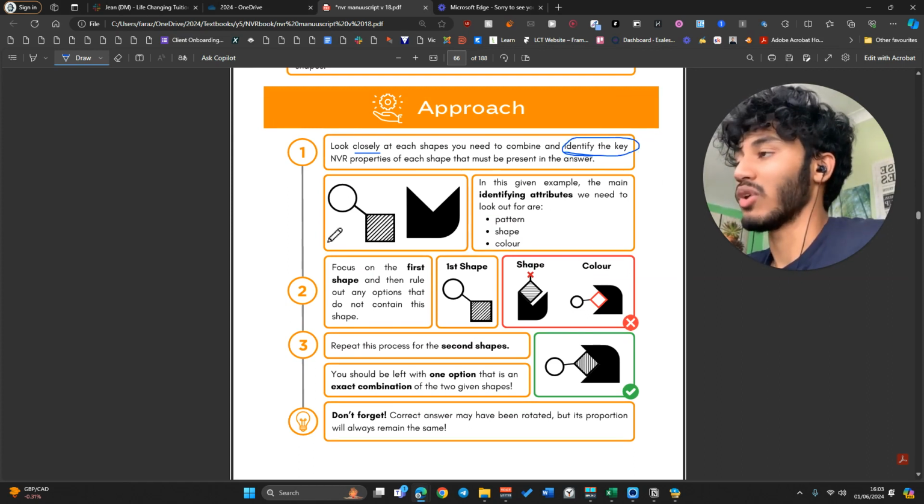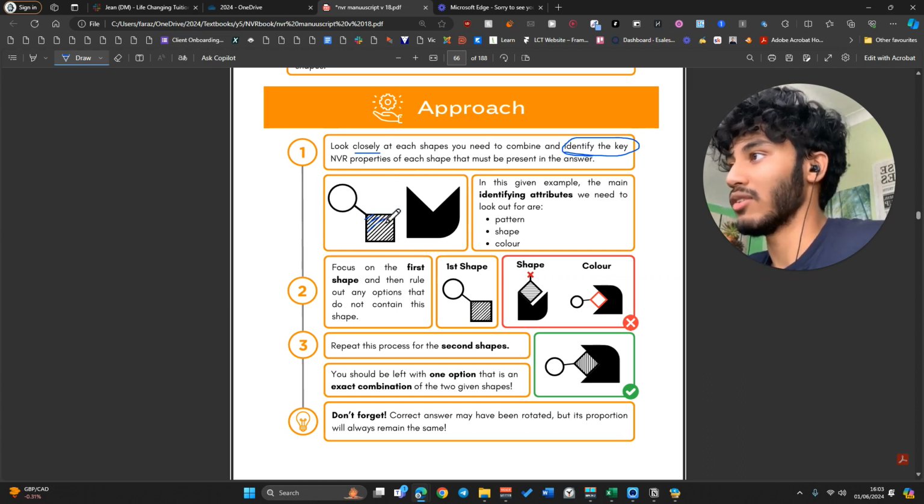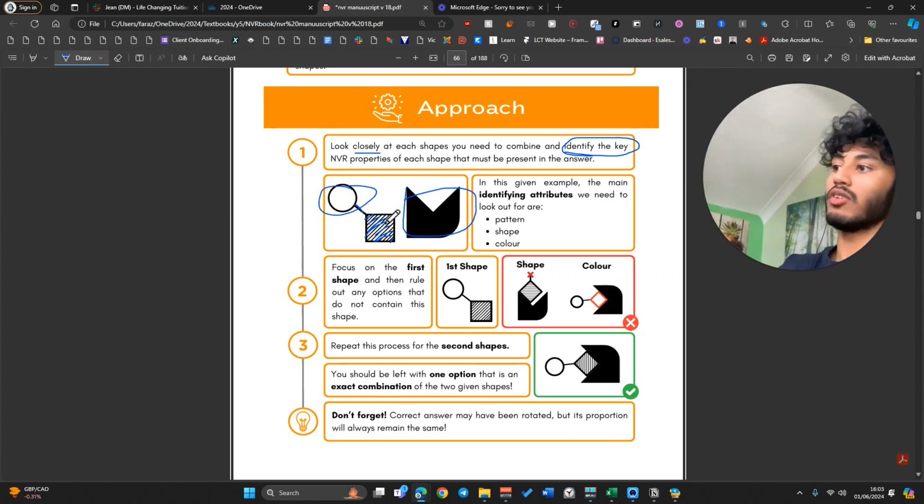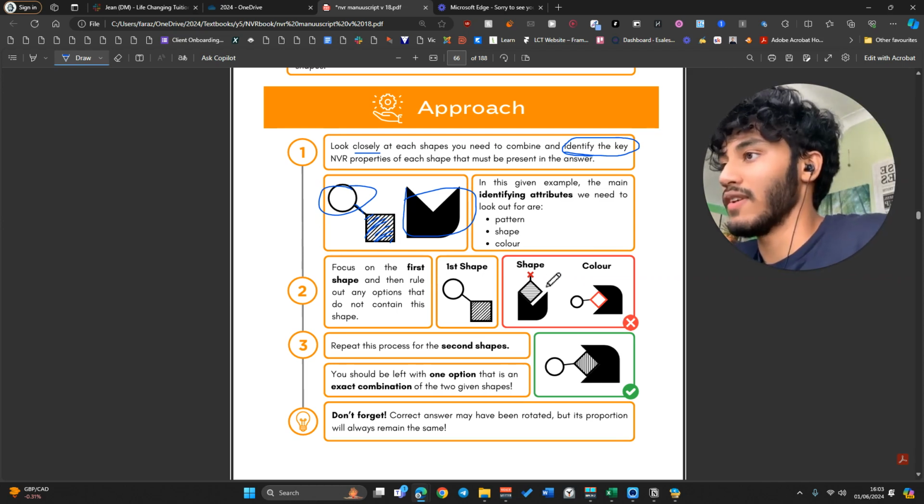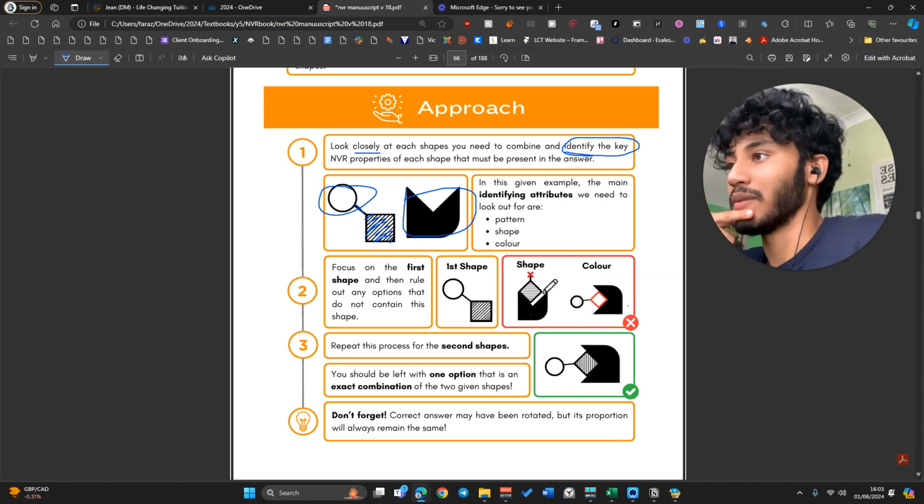So what I'm looking at for key attributes here is first of all the pattern. There's a pattern on the square, the color of this shape, and also the fact that these two are attached. Right now, if we focus on the first shape, then we can rule out any other options. Let's have a look at the two options that it's giving us here, right? It's giving us this option and this option, and we want to see if they're actually matching.